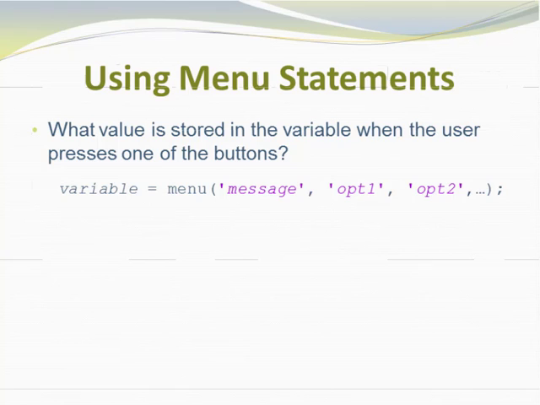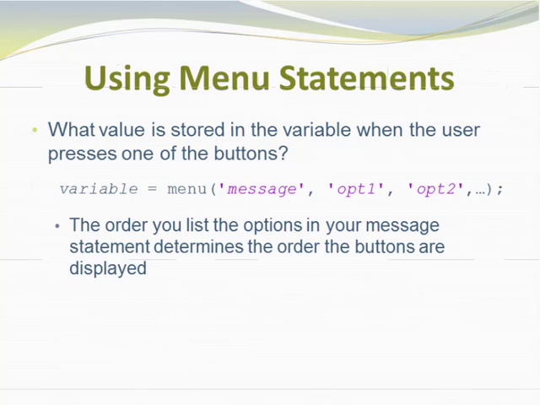So we saw with the input statement, what is actually stored into the variable is the value or the word or whatever it is that the user typed in. So the question is, what is actually stored into our variable when the user presses one of these buttons? They're not actually typing anything in, so what's going to be stored? Well, the way that the menu statement works is that each of our options, or each of those buttons, is given a number, and based on which button the user presses, the number for that button is stored.